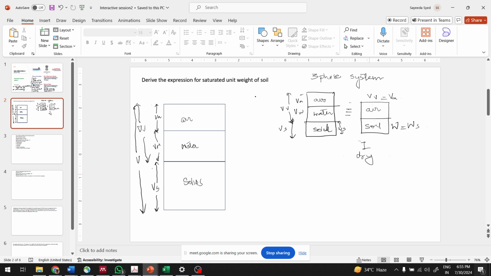It's very helpful to draw the phase diagram when you are calculating any type of weight volume relationship, because it gives you a clearer idea of what you are doing. This is the weight of solids. This is the weight of water. And this is the complete total weight. Why? Because air will not have any weight. This is the water.